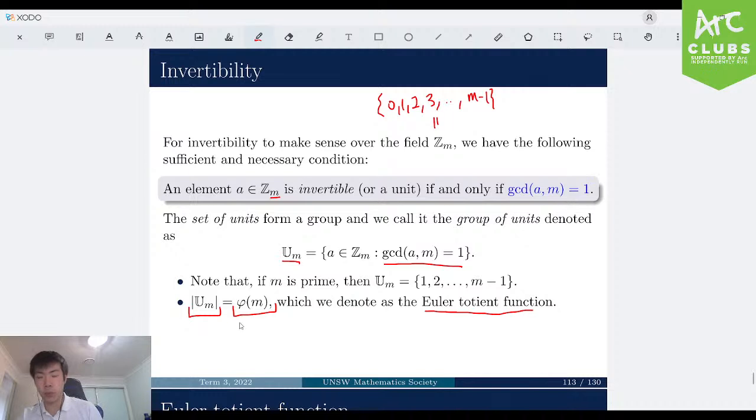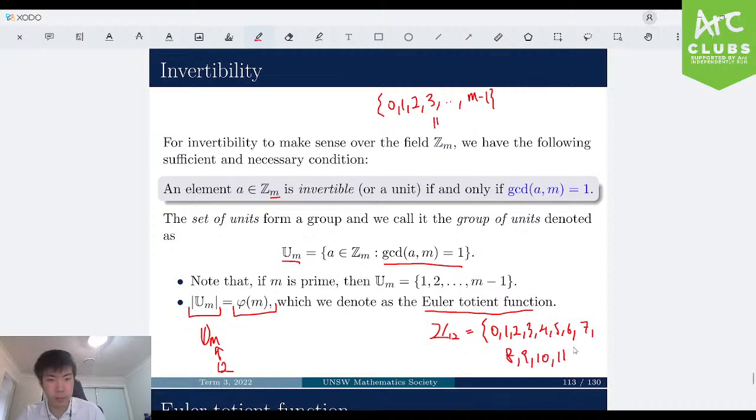An example would be if we choose M to be 12. So we're looking at U12 right now. What are the numbers in Z12? Z12 is the set 0, 1, 2, 3, 4, 5, 6, 7, 8, 9, 10, 11. We're looking at all the numbers in here that are co-prime with 12 itself.